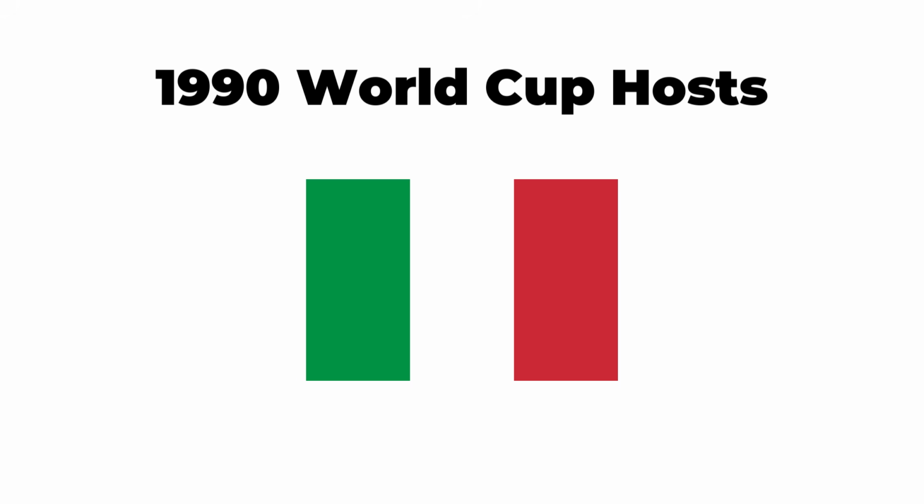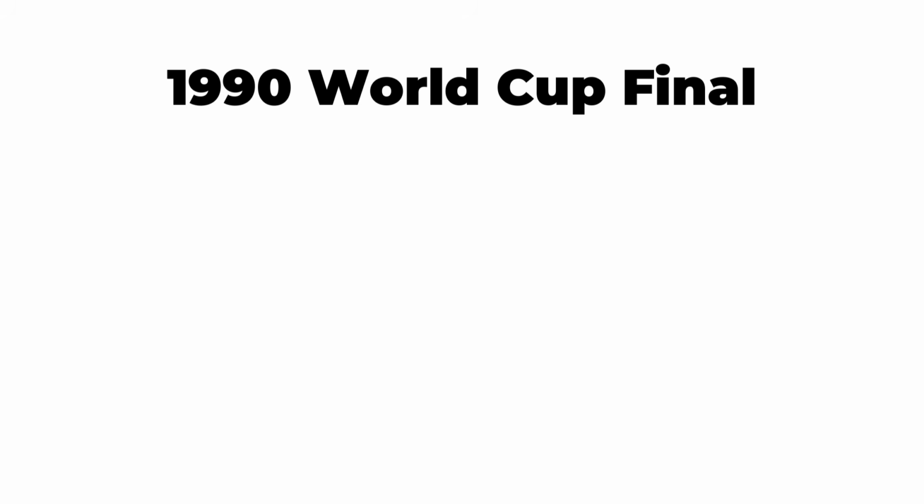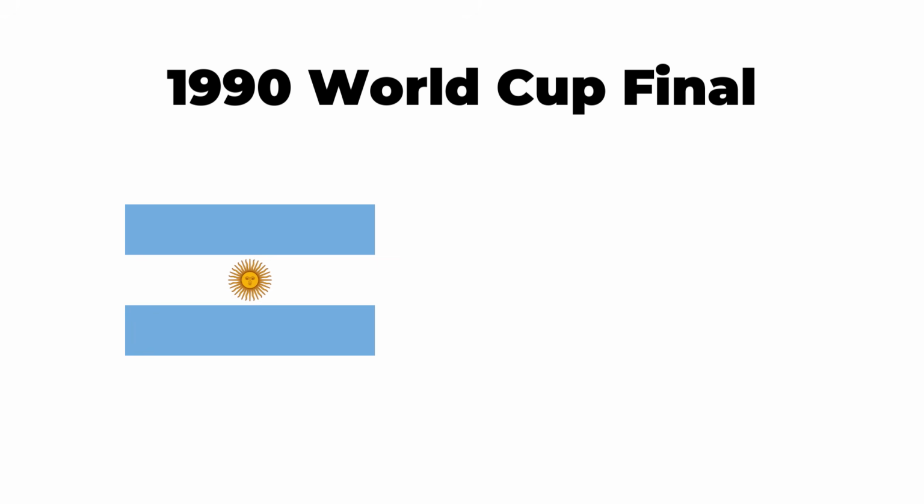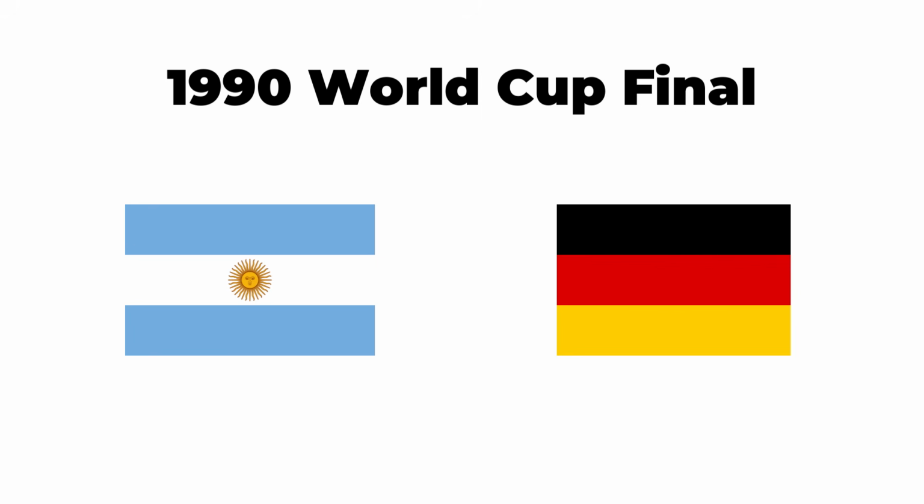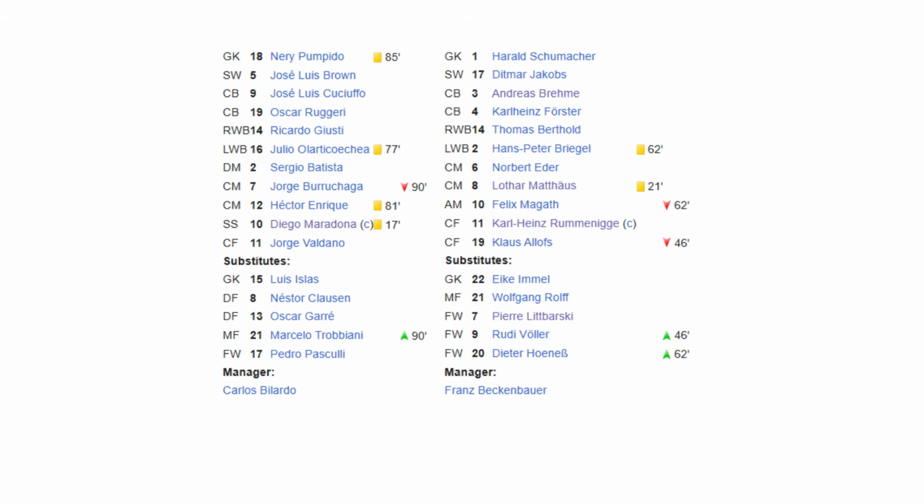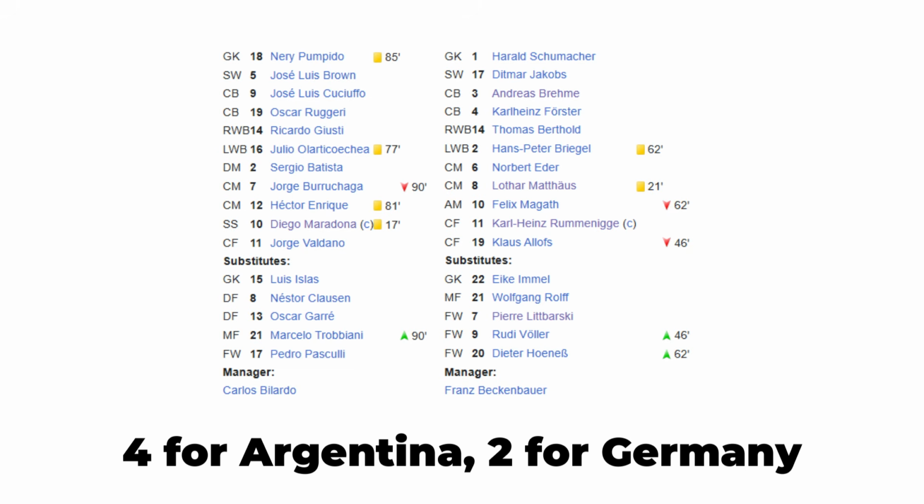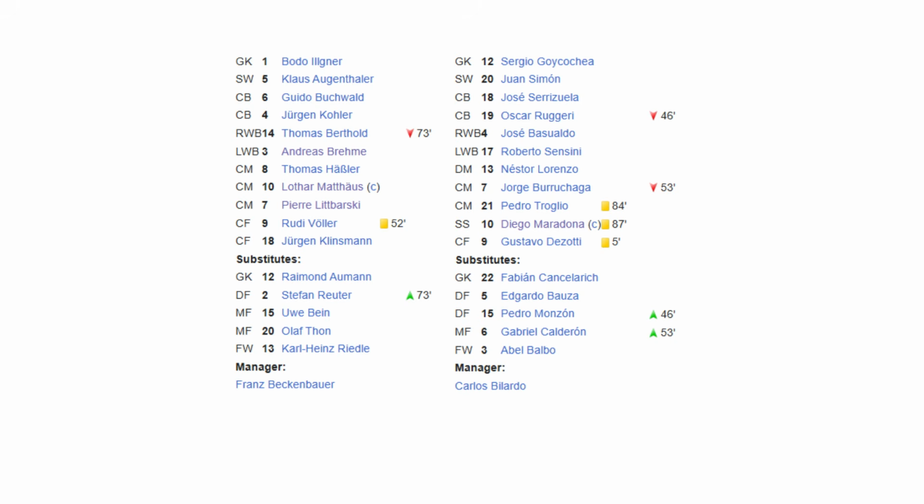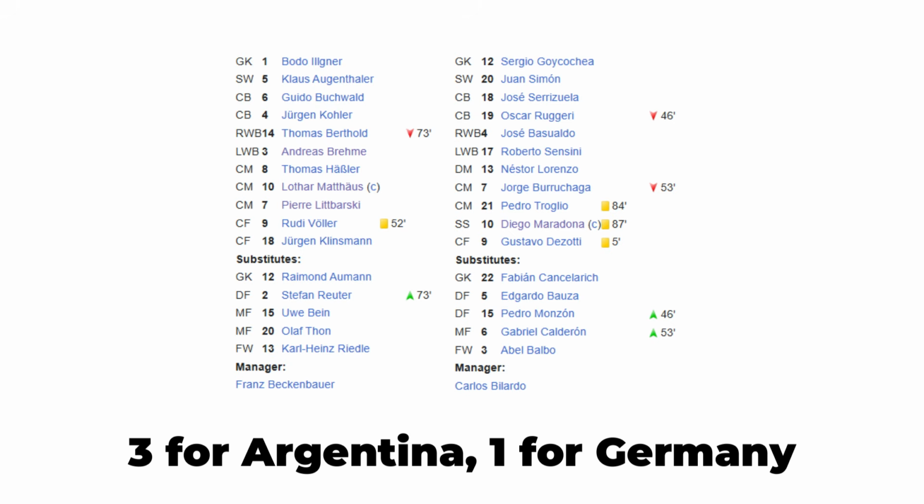We're in Italy now. And also, now it's a perfect time for the first ever direct rematch in the final. You guessed it, Argentina, with Diego Maradona still in the lineup, played West Germany again. Now, one thing I forgot to mention about the 1986 final is that it had the most yellow cards so far, with 6 in total. The 1990 final did not beat that record, with only 4 yellow cards.